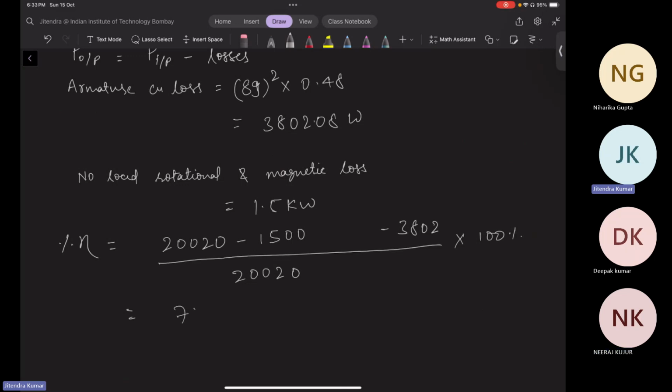Is equal to 73.51% efficiency. Okay. Okay, sir.